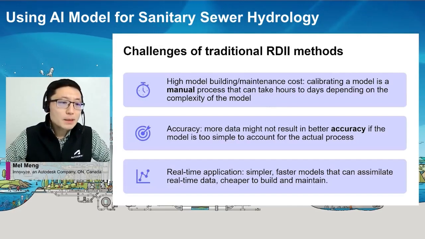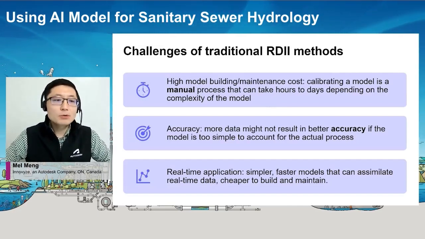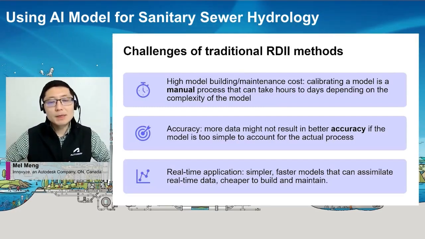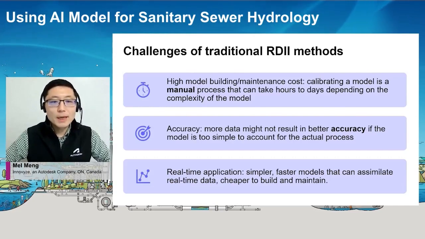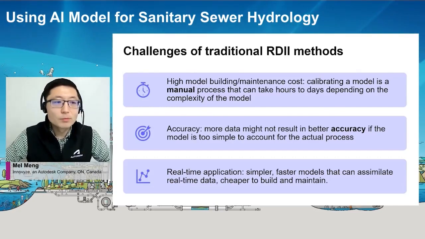And the second is accuracy. The traditional hydrology model is based on equations. So if the reality is more complicated than what these equations are describing, throwing more data at the task won't improve the accuracy of our model.